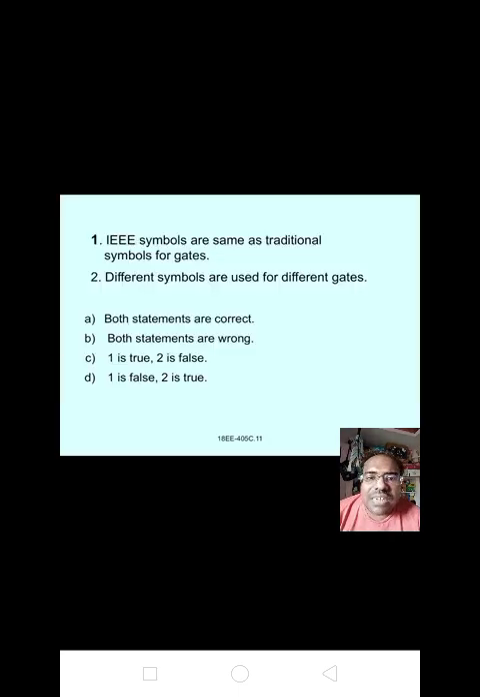Next: 1, IEEE symbols are the same as traditional symbols for gates. 2, different symbols are used for different gates. Options: A, both the statements are correct. B, both the statements are wrong. C, 1 is true, 2 is false. D, 1 is false, 2 is true. The answer is A, both statements are correct.